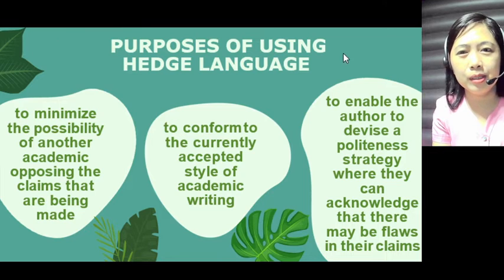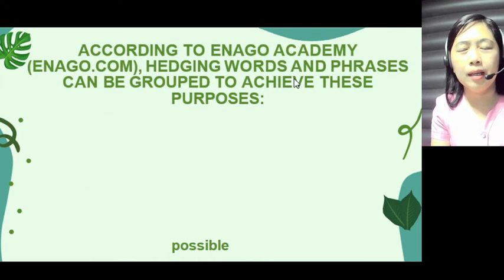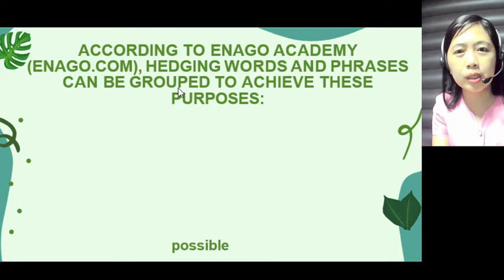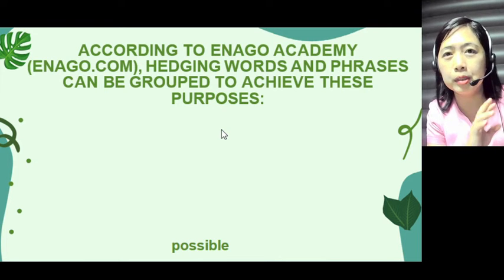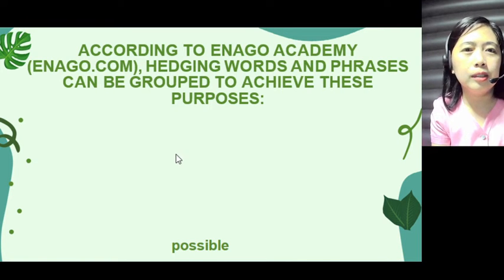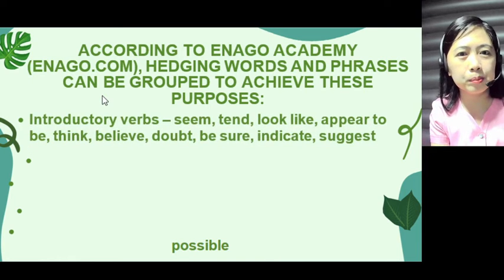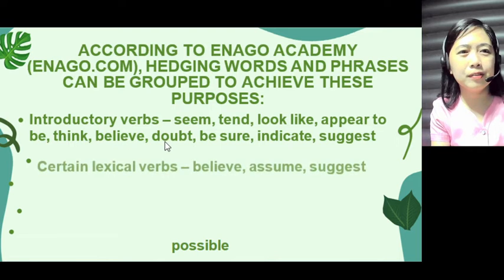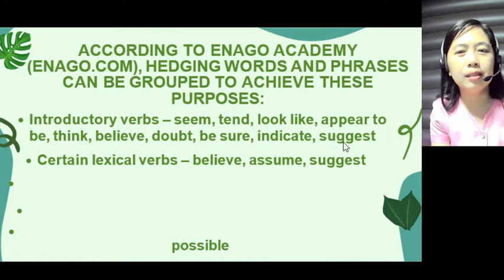Okay, we'll go to the next screen. Here, according to Inago Academy, at inago.com, hedging words and phrases can be grouped to achieve the purposes we mentioned earlier. So they have grouped them. The first group is introductory verbs: seem, tend, look like, appear to be, think, believe, doubt, be sure, indicate, and suggest.